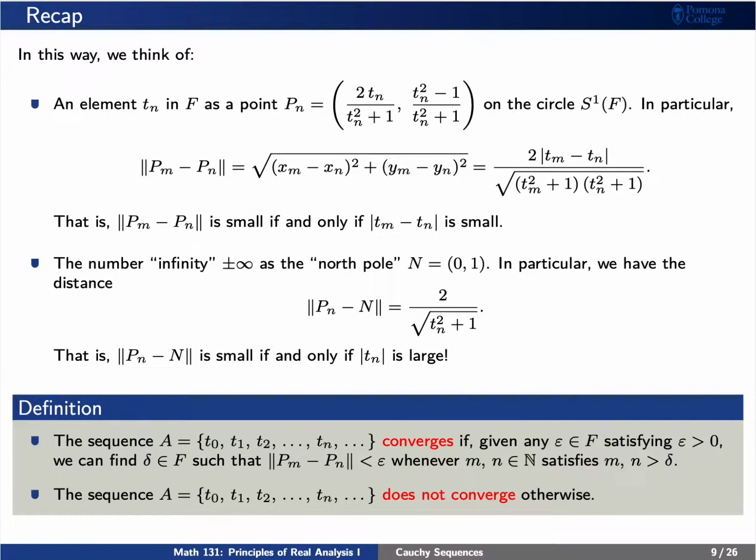This means that we have a sequence t sub 0, t sub 1, and t sub 2 will converge if and only if, given any epsilon positive, we can find a delta such that the Euclidean distance between p sub m and p sub n is less than epsilon whenever m and n are greater than delta. We'll say that a sequence does not converge otherwise.